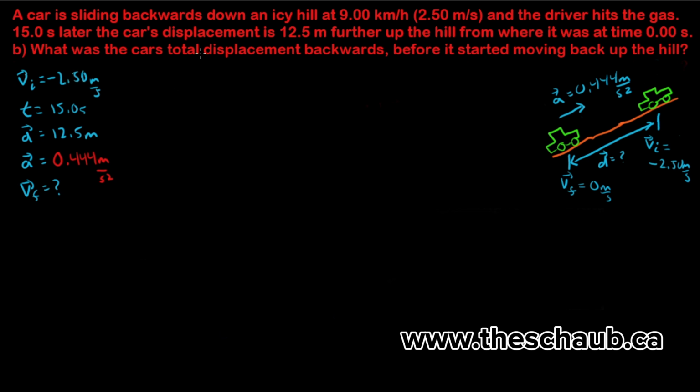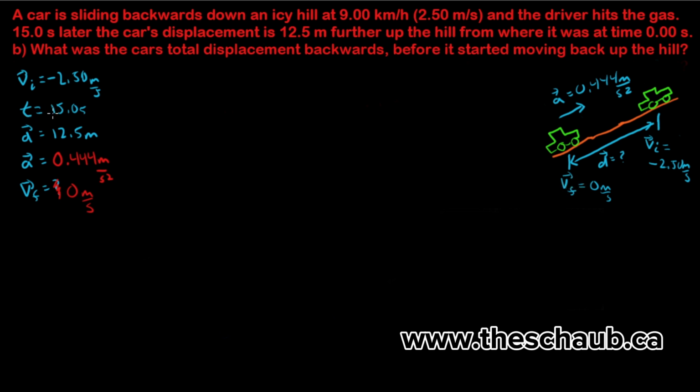Our VI is still negative 2.50. This is the velocity the car starts to slide backwards at. Our acceleration is still 0.444 meters per second squared. It's the acceleration of the car up the hill after the driver hits the gas. Our velocity final in this question is 0 meters per second. This is the point where the car stops sliding backwards.